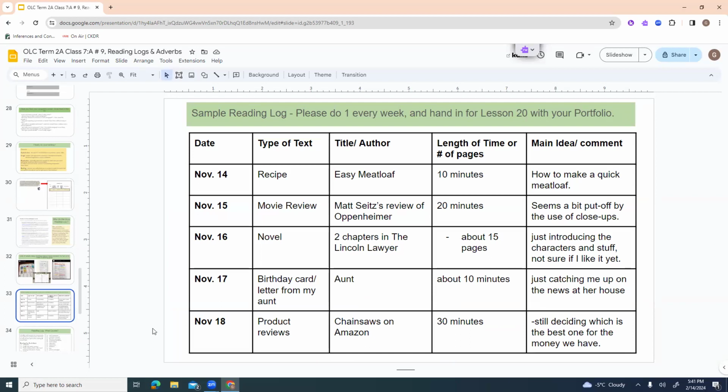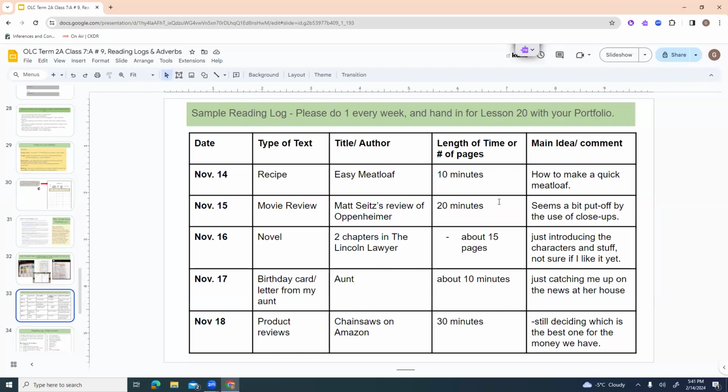It doesn't have to be something you read every day. Here are some examples of things I read over the week: a recipe, a movie review, a novel, a birthday card, and product reviews. The title might be something as simple as Easy Meatloaf, Matt Sitz's review of Oppenheimer movie, 2 chapters in The Lincoln Lawyer. My aunt sent me the birthday card. Maybe I'm looking at chainsaws on Amazon.